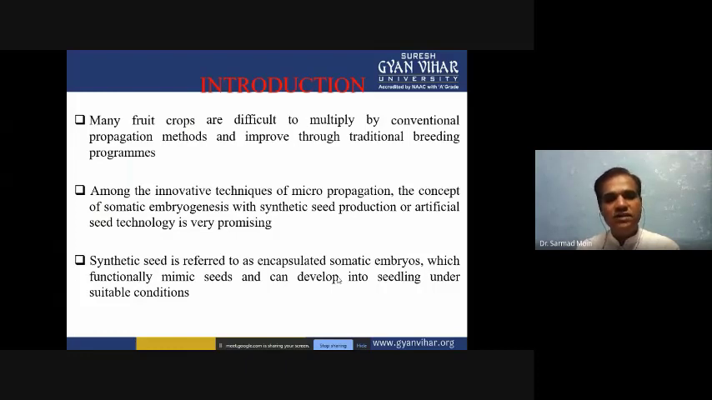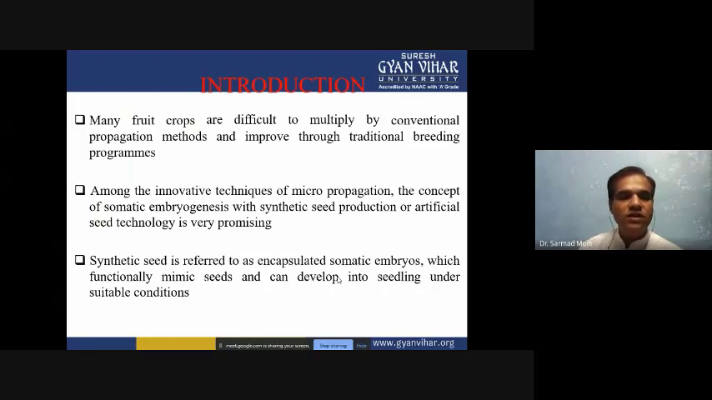Synthetic seeds, artificial seeds, or lab produced seeds are all the same, and are referred to as encapsulated somatic embryos. When we encapsulate the somatic embryos, we call them synthetic seeds or artificial seeds, which functionally mimic the seeds and can develop into a seedling under suitable laboratory conditions. So these artificial seeds can be utilized to produce plantlets in the laboratory condition.